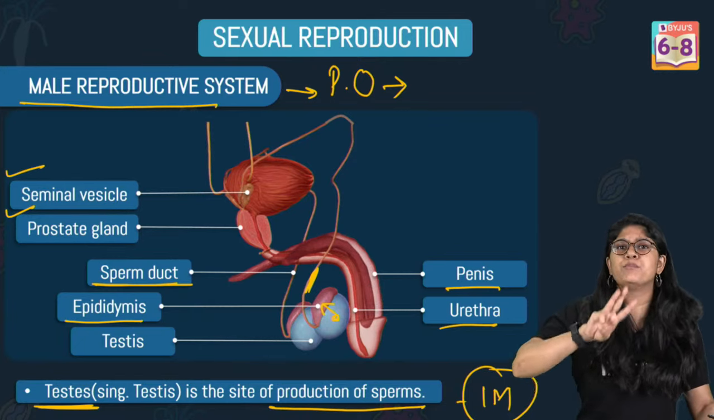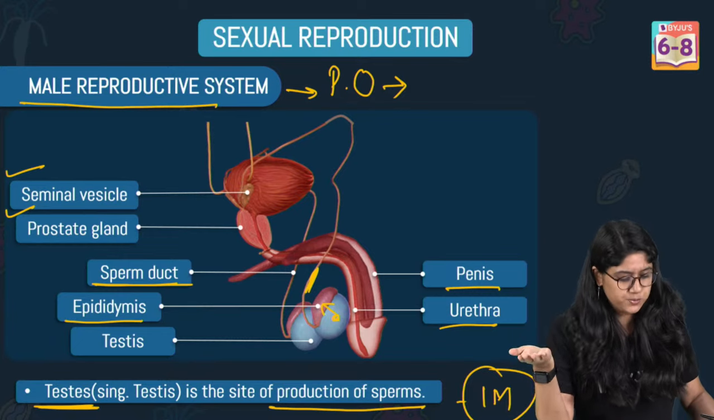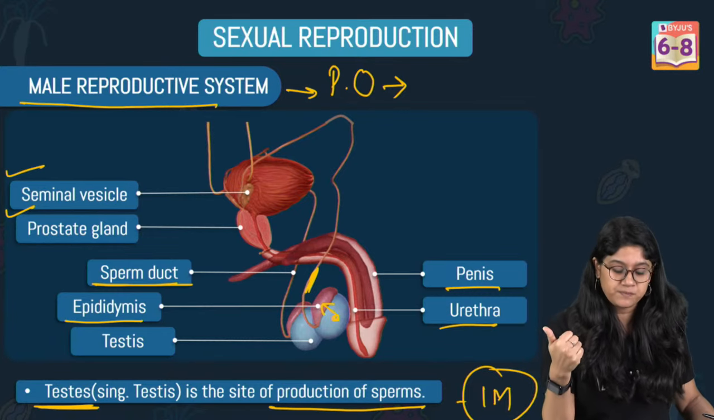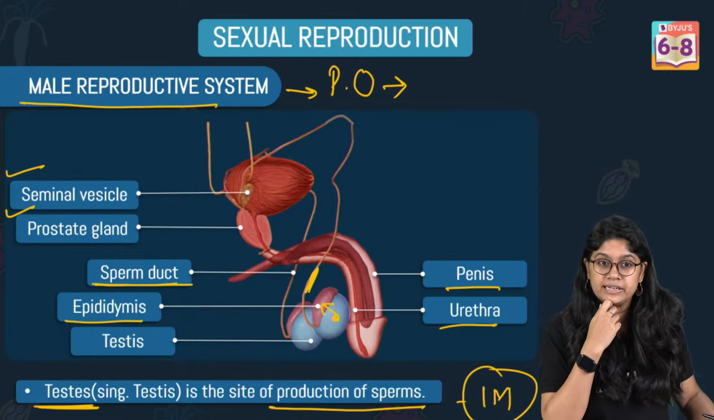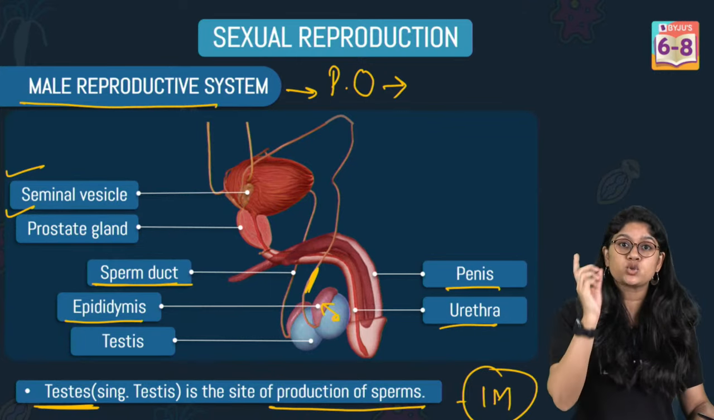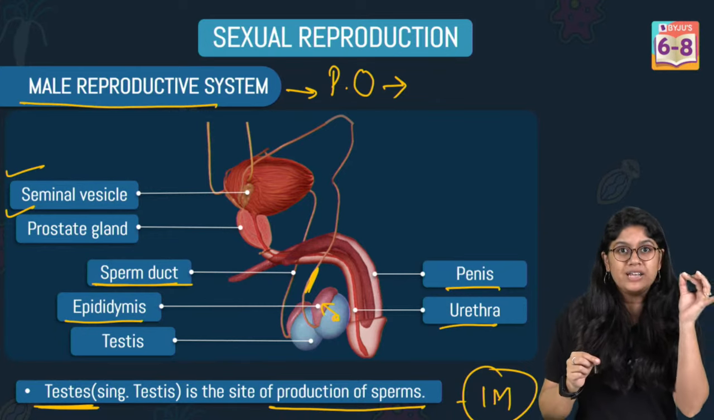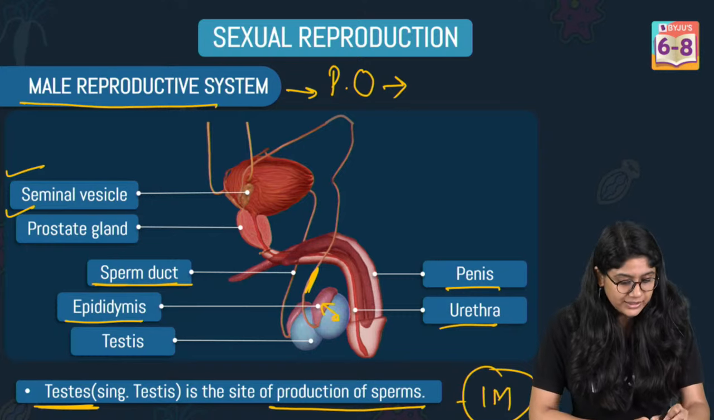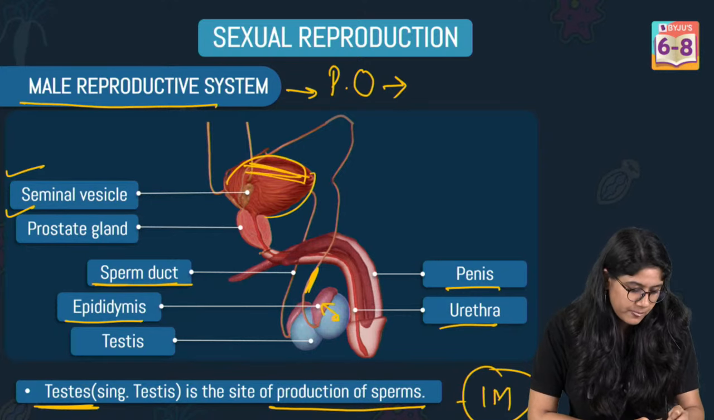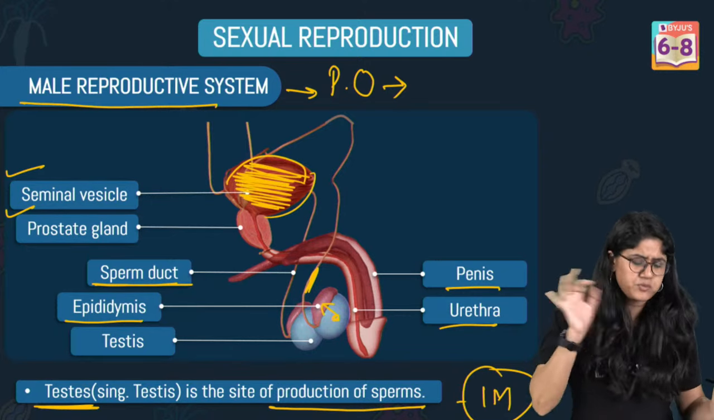You just have to remember three important names which are mentioned in your textbook. You have to remember about the testis, right? Penis, urethra, and the sperm duct. Clear? In males, there's only one tube that actually carries the sperm and the urine. Can you see this tube over here, everyone? The yellow one that I just colored.